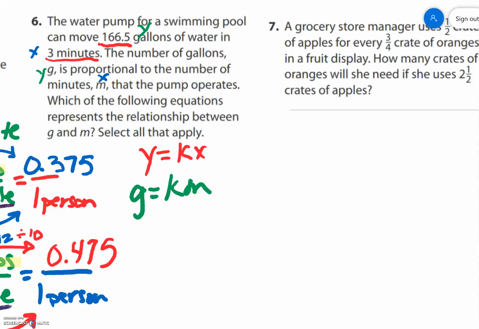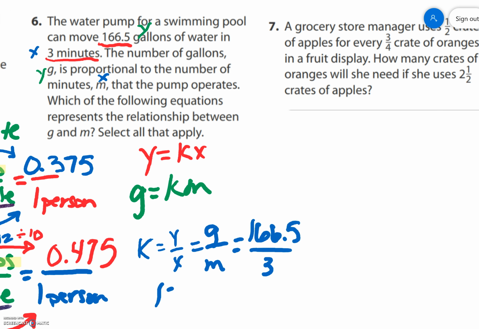And to find our constant of proportionality, we always do k equals y divided by x. But again, they switched our x and our y on us to be G over M. They're just variables as long as we know where to plug them in. So the number of gallons we have is 166.5 divided by 3. So my k equals 55.5. So I plug that into the equation. G equals 55.5M. Remember, the only number you're changing is that k value.